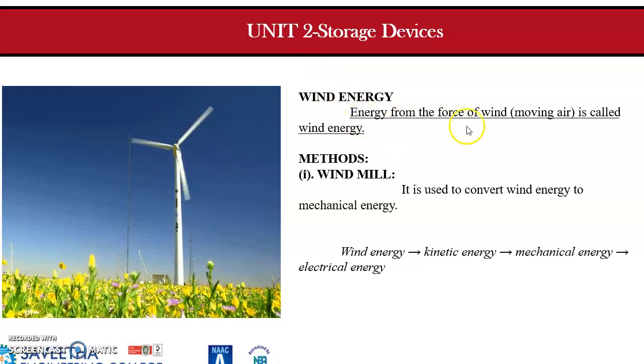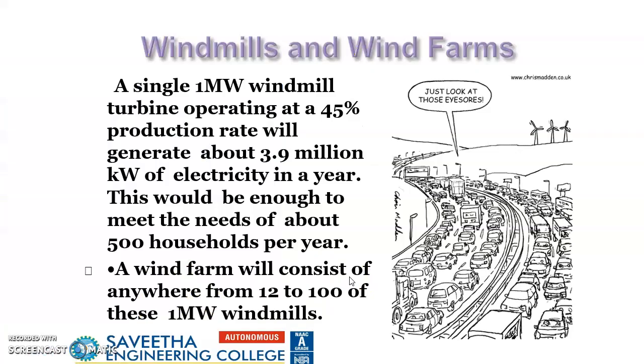Energy from the force of wind is called wind energy. It is used to convert wind energy to mechanical energy. So first of all, wind energy is converted into kinetic energy, then to mechanical, and finally to electrical energy.